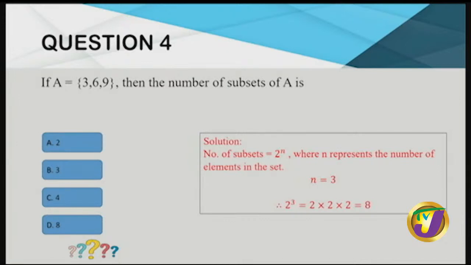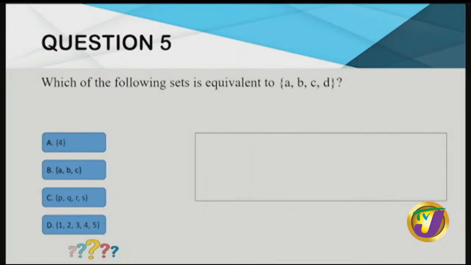Okay, so we're getting there. So the answer is 8, D. That would be the number of subsets that can come from the given set A. Awesome. All right, so question 5. Which of the following sets is equivalent to the set containing A, B, C, and D?